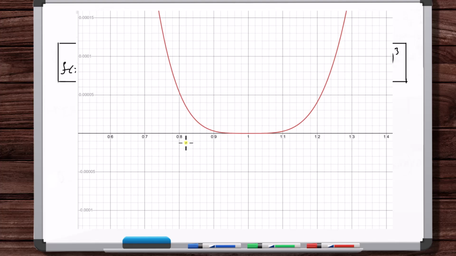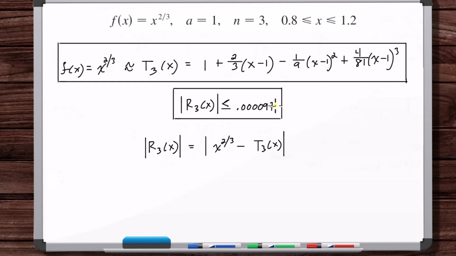So, okay, there is R sub 3 of x, the absolute value. And so, okay, we go from 0.8 to 1.2. So there. Looks like the 0.8 side is a little bit higher, so the maximum is a little bit above 0.00005. So this is not bad, right? That was about 0.00005. Here's 0.00097.